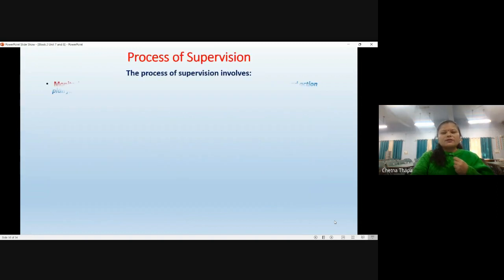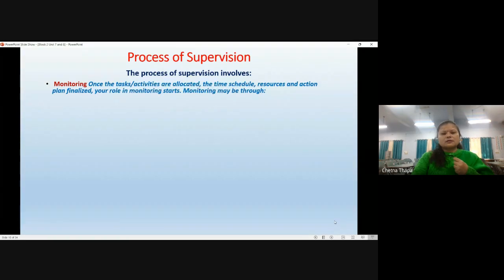Now, the process of supervision also involves, what can you do now. Once you have allocated the task, the next step is monitoring. You have allotted the tasks, you have told them the time schedule, you have given the resources and the action plan is finalized. Now your role starts. Your role of monitoring starts. And monitoring can be through, as a head teacher, you can be an observer.